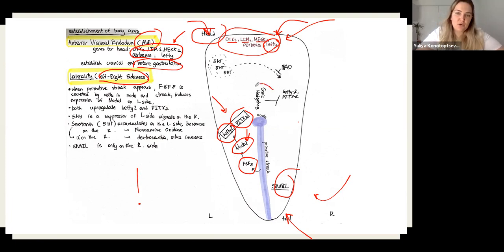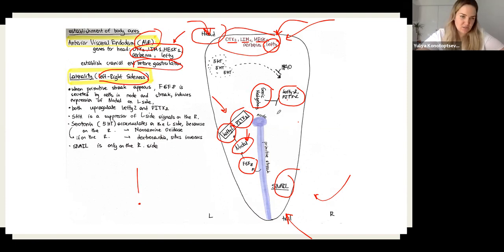Sonic hedgehog is a very important structure in the embryo. It regulates and controls so many processes. One of the processes it controls is making sure that none of the left side transcription factors are expressed on the right. Sonic hedgehog will inhibit lefty2 and PITX2 on the right side.